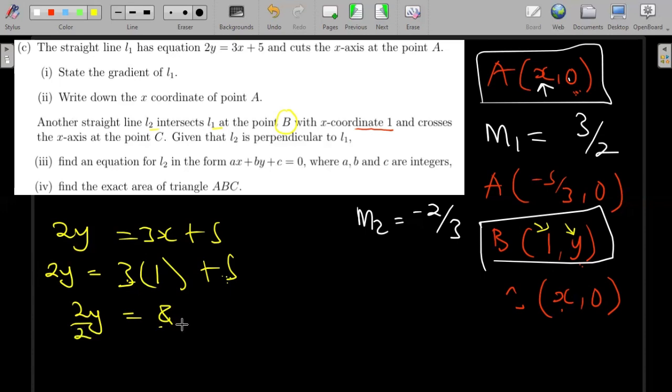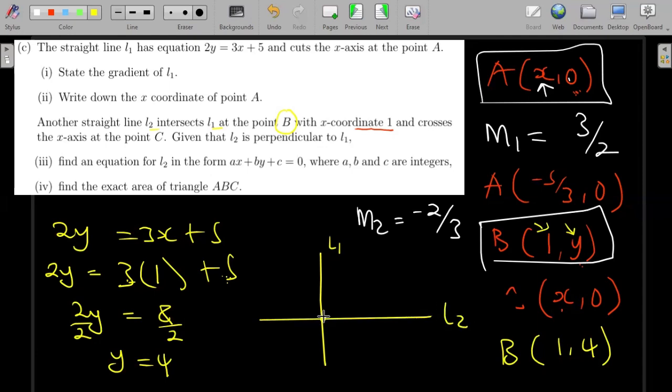We divide both sides by 2, so we get y equals 4. So this point B is just 1 comma 4. Remember, line 1 and line 2 are intersecting at this point, so both of these lines pass through this point. Maybe this is line 1, and then I have my line 2 here. They intersect at this point B, which is 1 comma y. So both of them pass through this point. No wonder we use the equation of line 1 to find the value of y.